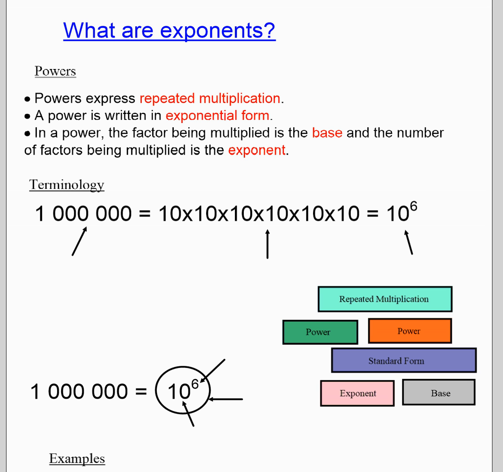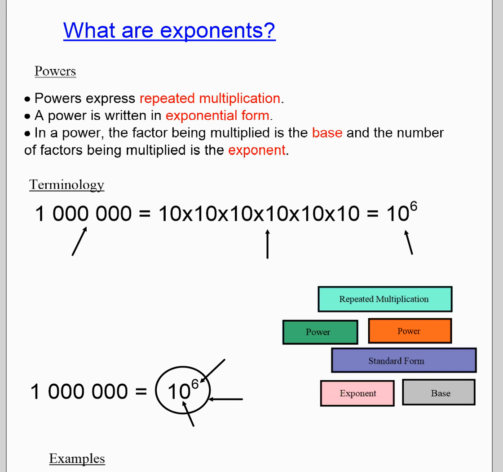So if I say 2 to the exponent of 5, I mean 2 repeated 5 times. Powers can be written in exponential form. So 2 to the exponent of 5 is exponential form. The answer of 32 would be called standard form.